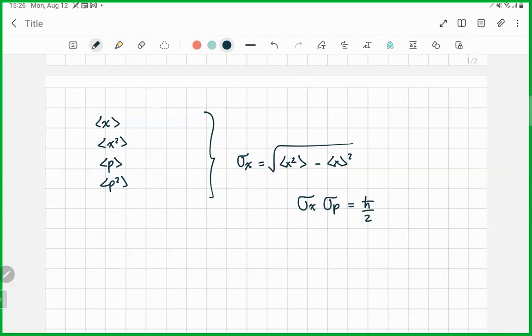Okay, this will be 0 because you have the symmetric integral of an odd function. This will also be 0 for the same reason. And these are the two that will give you some results.